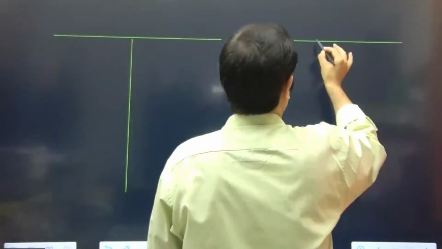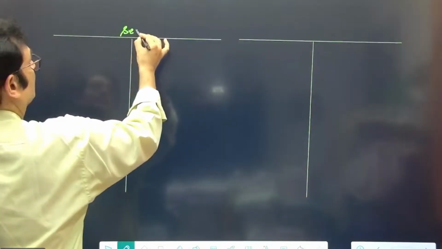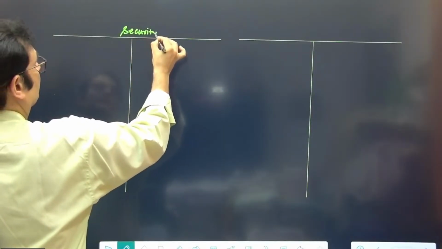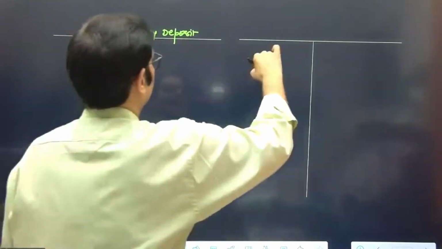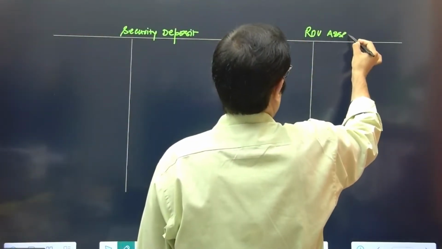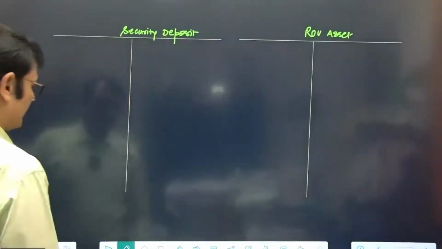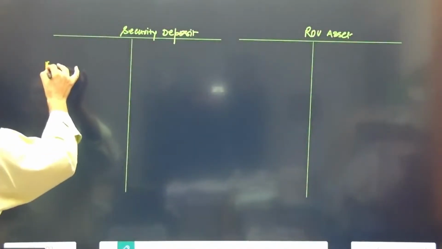So one is the security deposit, which is the financial asset, and one is the right of use asset. Let's see it at least for a period of the first year in this case. So we've got the security deposit ledger, and we've got the right of use asset ledger. Let's first take the entries in terms of the security deposit.